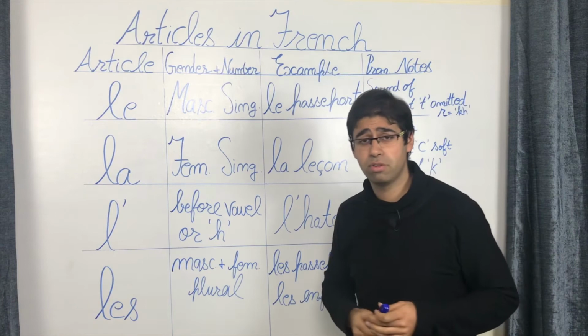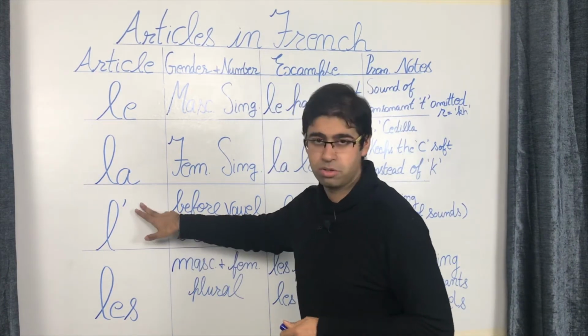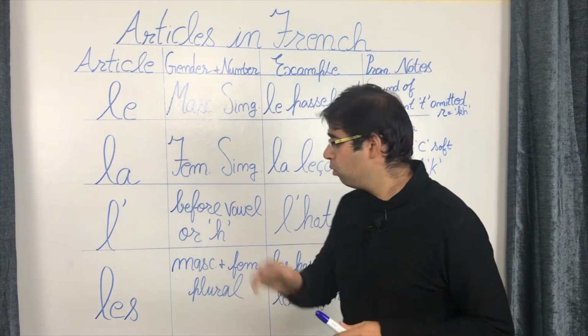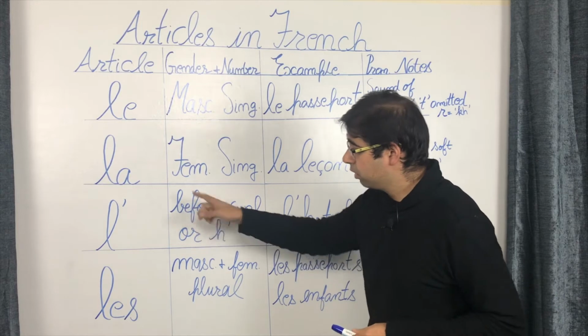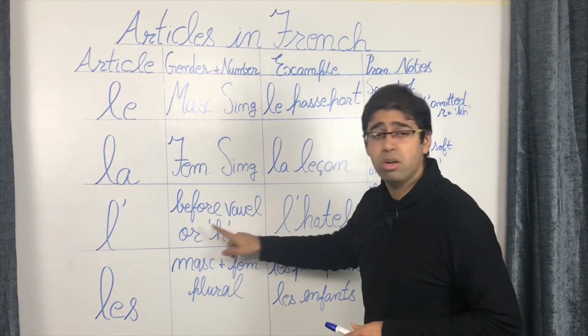So that's 2 out of the 4. We come to the third form, which is L apostrophe. Now L apostrophe works both for feminine as well as the masculine. When do we use it? We use it whenever the word following L apostrophe immediately starts with a vowel or with an H.